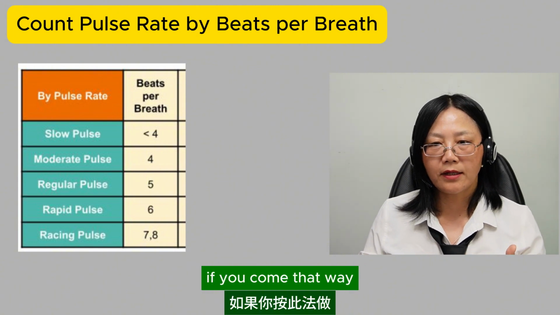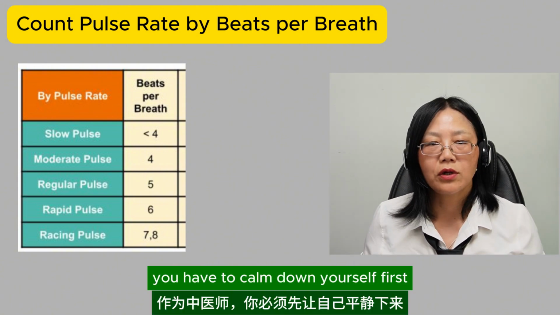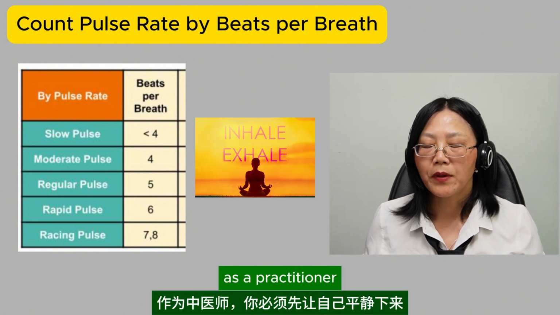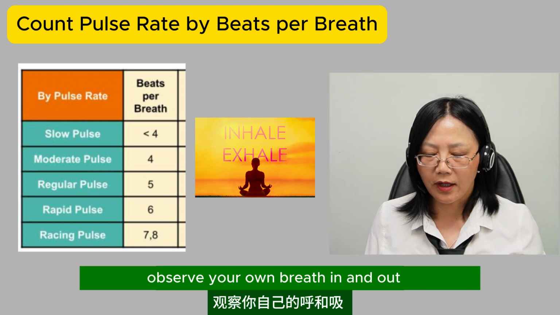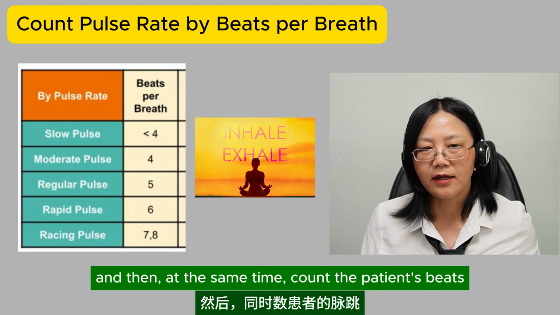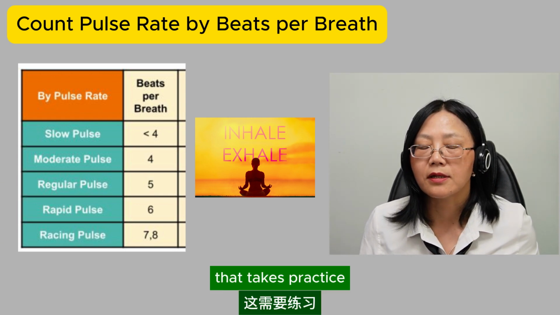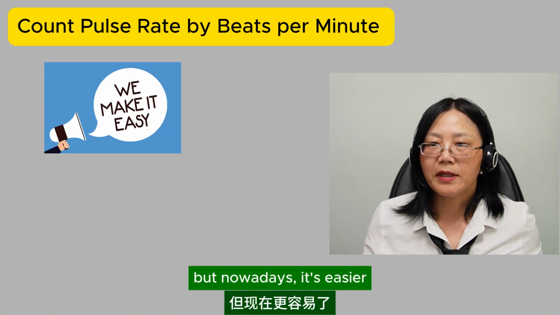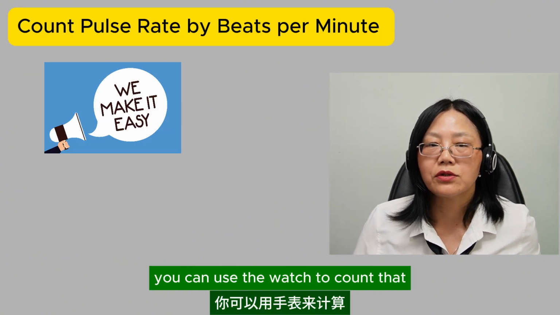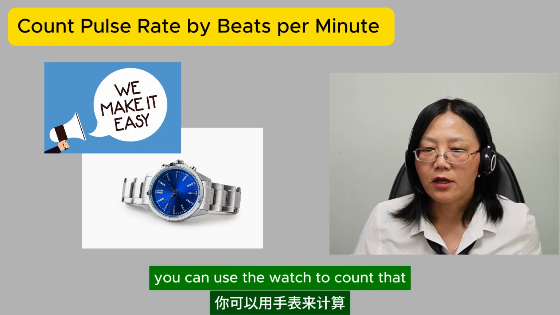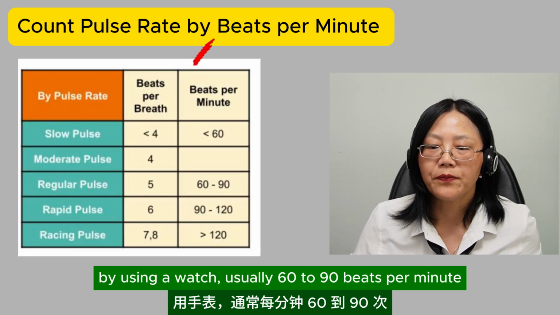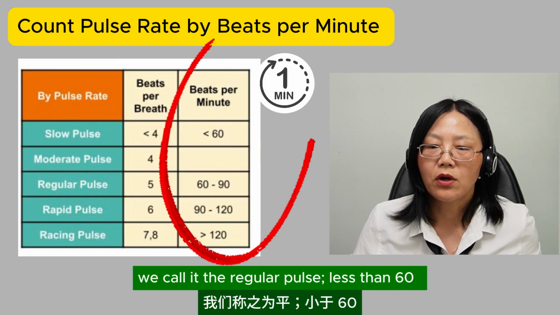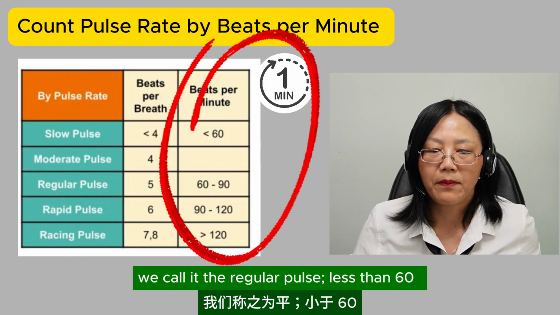If you count that way, you have to count down yourself first as a practitioner. Observe your own breath in and out, and at the same time, count the patient's beats. That takes practice. But nowadays, it's easier. You can use a watch to count that. By using a watch, usually 60 to 90 beats per minute, we call it the regular pulse.